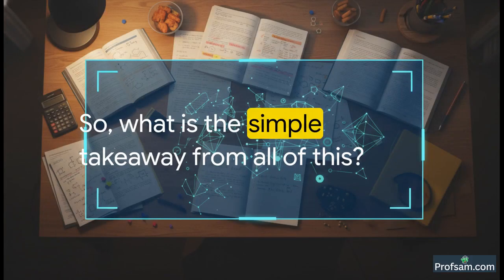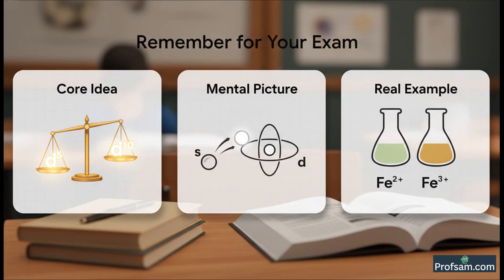Okay, we have covered quite a bit of ground today, from rules and exceptions to analogies and real-world examples. So let's just summarize all of this into a few simple points that you can easily remember for your exams. First, the core idea. Stability is the most important factor. Atoms will do whatever it takes to get to a half-filled d5 or a fully filled d10 state.